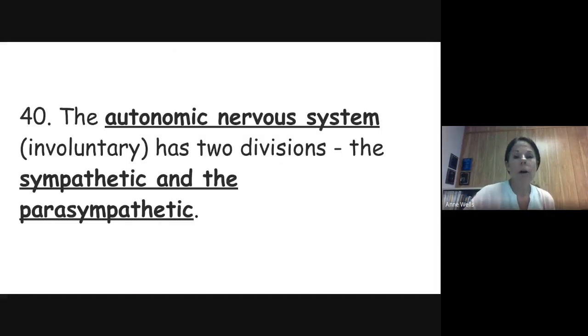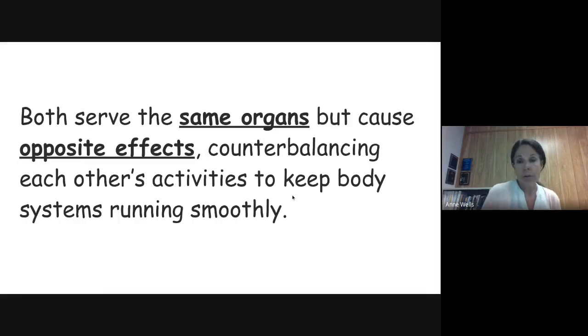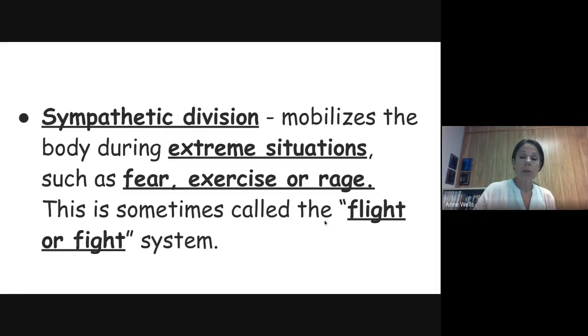Number 40. The autonomic nervous system, which remember is involuntary, has two divisions. It has the sympathetic and the parasympathetic divisions. Both serve the same organs but cause opposite effects, counterbalancing each other's activities to keep body systems running smoothly.